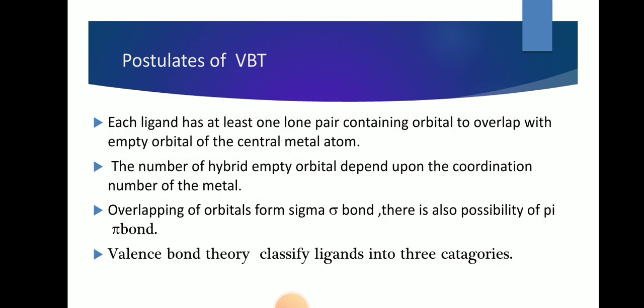Each ligand has at least one lone pair containing orbital to overlap with the empty orbital of the central metal atom. The number of hybrid empty orbitals depends upon the coordination number. Overlapping of orbitals forms sigma bond. There is also possibility of pi bond when the overlapping is sidewise. Valence bond theory classifies ligand into two categories.